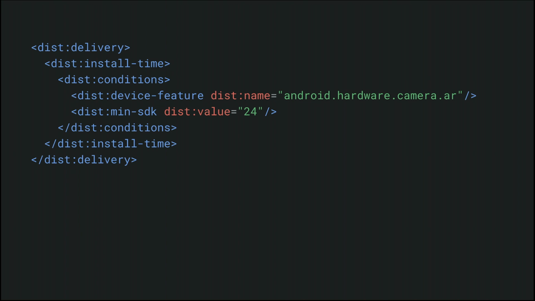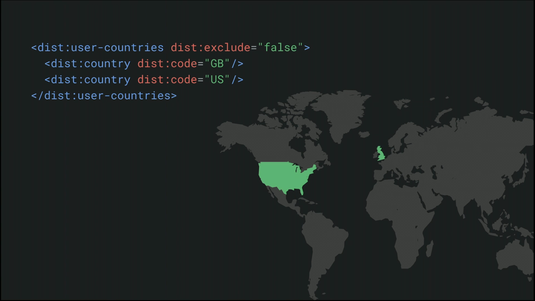In this example, delivery is conditioned by device feature and min SDK. And the module will be served only to N+ devices that have an AR camera. The user country condition lets you exclude or include a module in specific countries, and you can specify more than one country. Here, the module will be deployed only to the United States and Britain. The device country in this context is typically determined by the user billing address attached to the Google Play account.